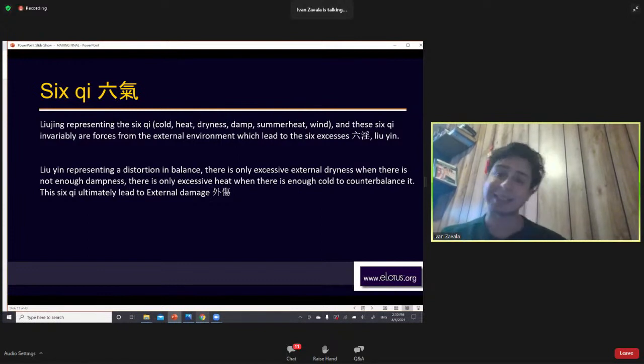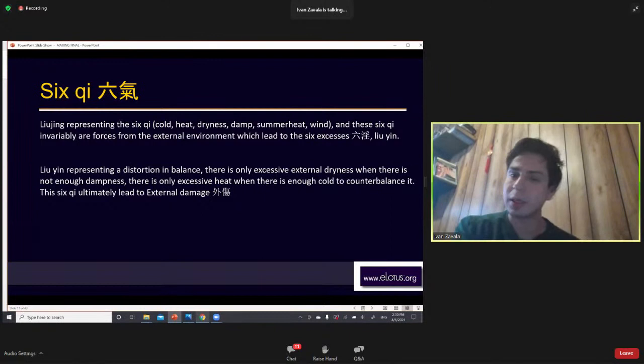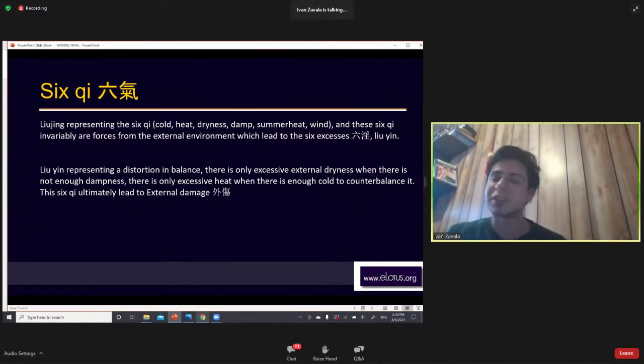Yin, the six excesses. What I mean is the six qi are by themselves harmless. Wind is not a harmful thing. It is only when wind becomes an excess, something that becomes pathological, right? Dryness is not pathological. Heat is not pathological. They're just balancing forces of nature, right? Even inside your body, you have cold, heat, dryness, damp, summer heat, wind, but they are not necessarily pathological. They balance each other. You need some cold, right? You need some cold in your lower reproductive system.